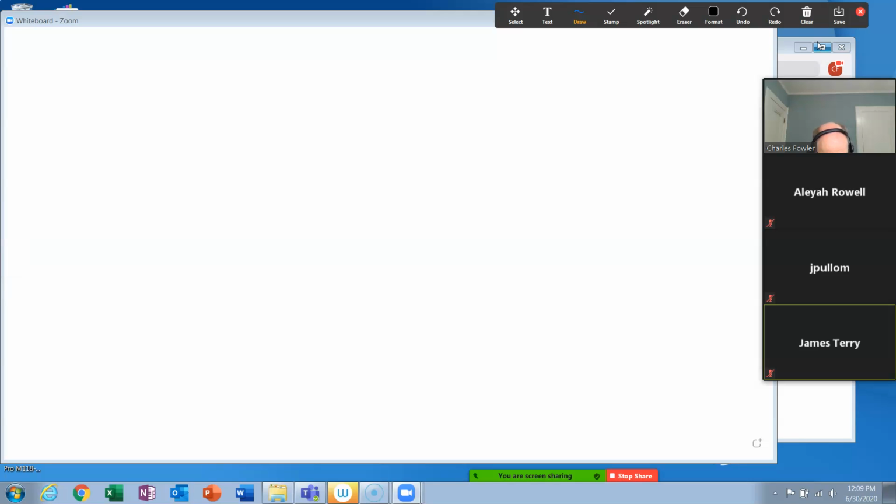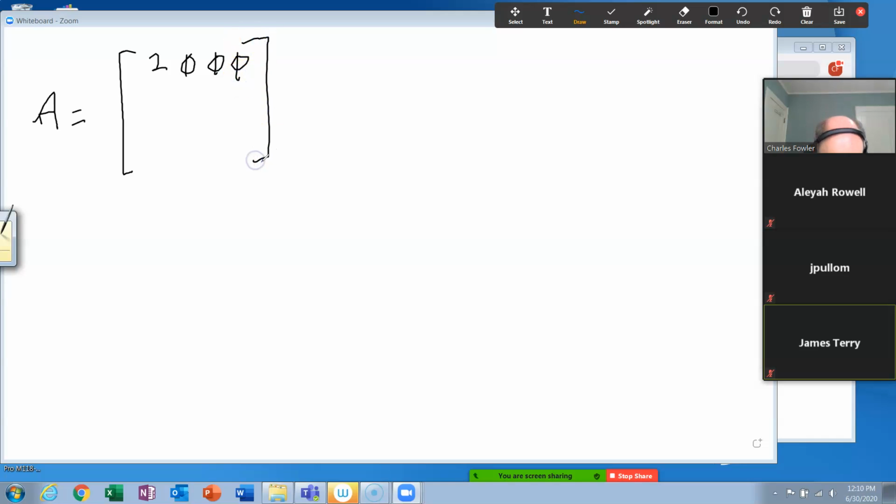The determinant of a lower triangular matrix. Here is matrix A. The first row is 2, 0, 0, 0. The second row is 4, -2, 0, 0.